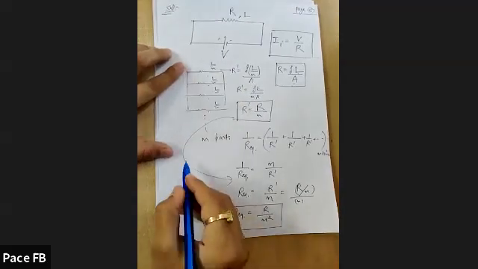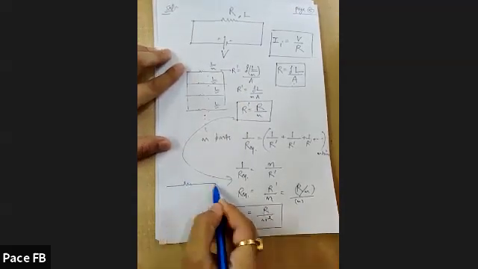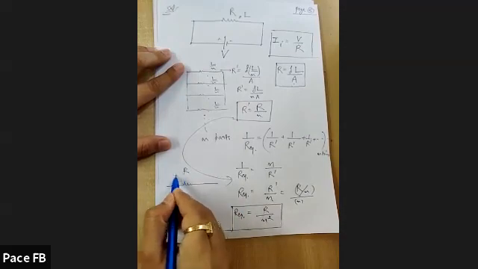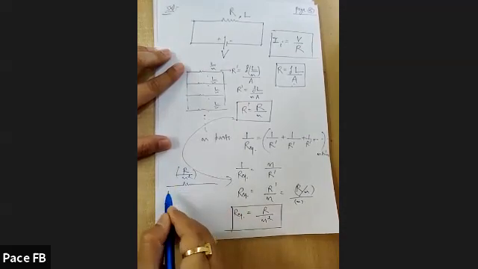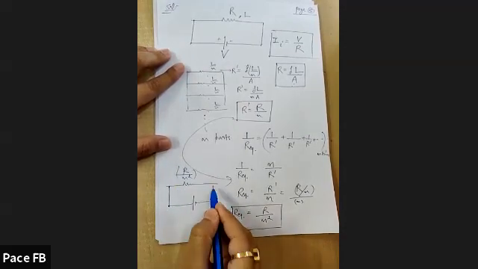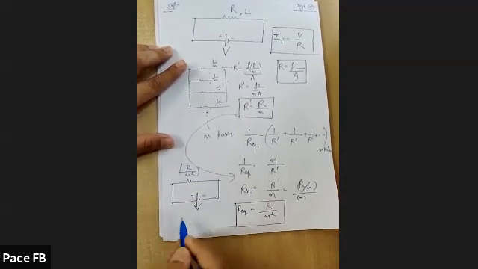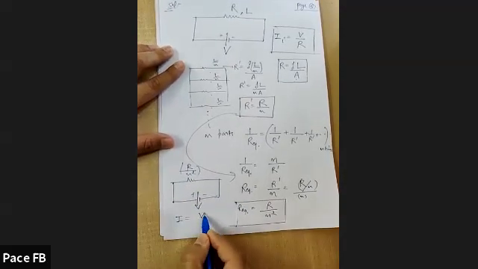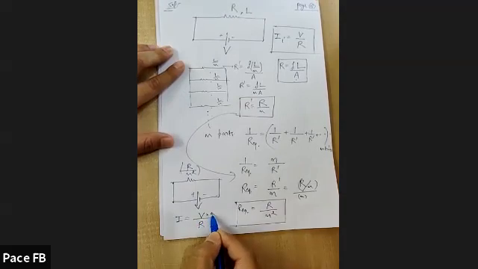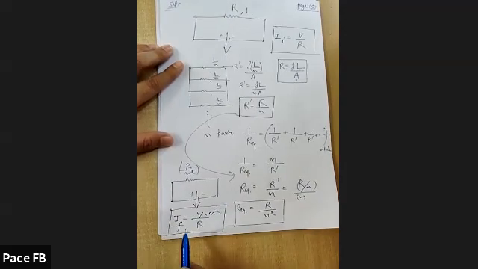Now you can find out. There is a single resistor with resistance R by N square, and it is connected with the same battery of V volt. So what would be the current through the battery? Current would be equal to V upon R by N square. So this would be the final current, which is V into N square upon R.